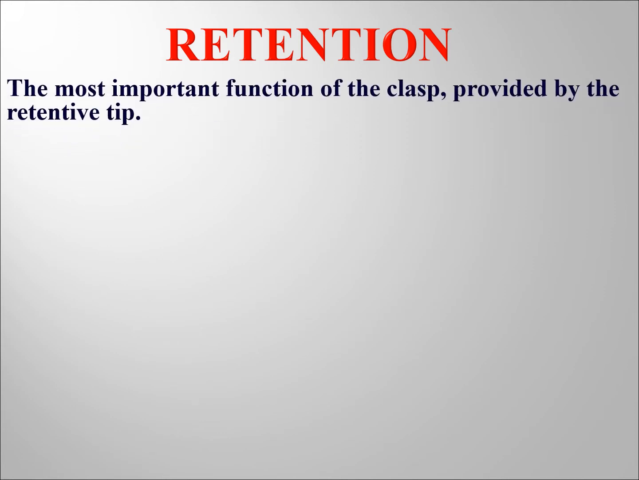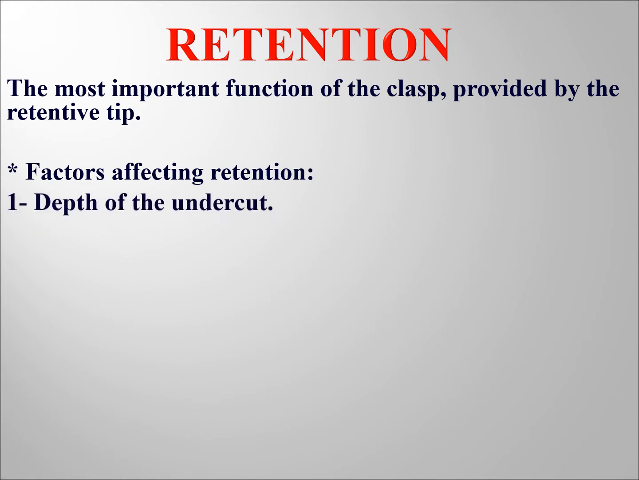Now the retention. Again, retention is the resistance to movement away from teeth or tissues. Now this is the most important function of the clasp, and this is provided by the retentive tip. Now there are so many factors affecting the retention provided by the clasp assembly. First, the depth of the undercut. The deeper the undercut, the more difficult the insertion and removal becomes, and thus the more retention provided.